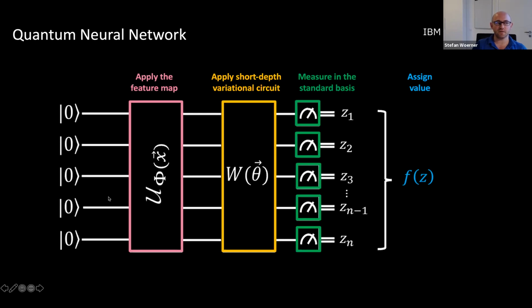Now, the number of data points is not really limited here, because we load the data points one by one, or if you use a kernel-based method, you load pairs of data points. And there you just repeat classically, essentially.